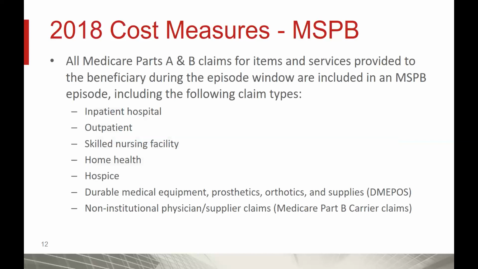So as I mentioned, all of Medicare Part A and Part B claims for items and services provided to the beneficiary during the episode window are included in an MSPB episode. And those will include some of the following claim types: inpatient hospital, outpatient services, any skilled nursing facility services, or home health and hospice services, in addition to DME and non-institutional physician or supplier claims. So this is just other Part B carrier claims. All of these claim types will be included if they fall during that episode window.